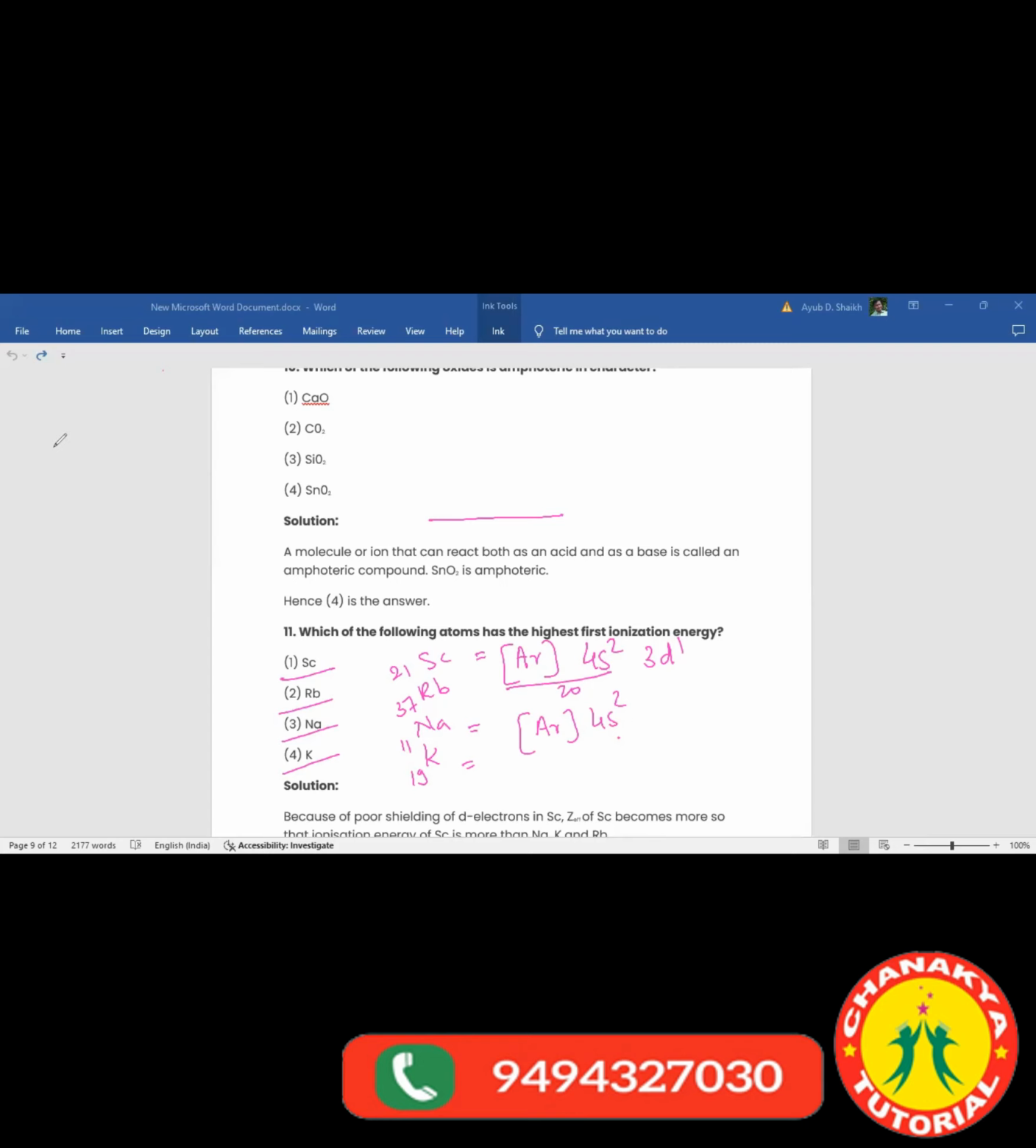Somebody told me that for Rb, it would be 37, right? Yes, 37. Let me check. Its electronic configuration would be krypton, not argon. It will be krypton because we should cross 30, right? Krypton, and here 5s2.